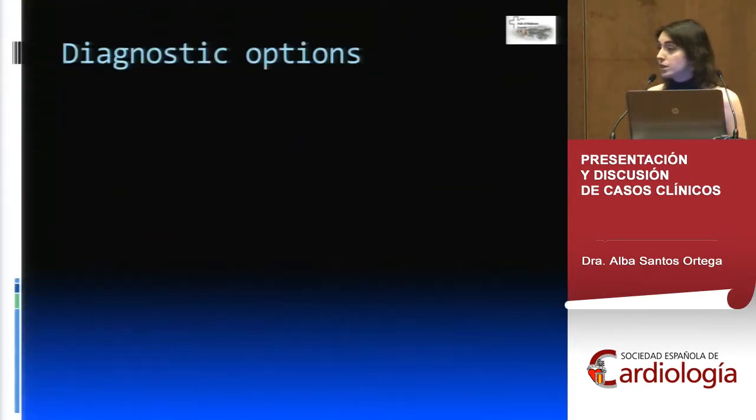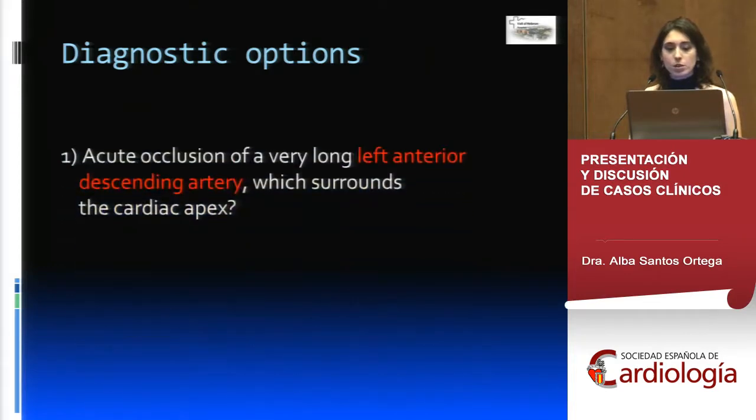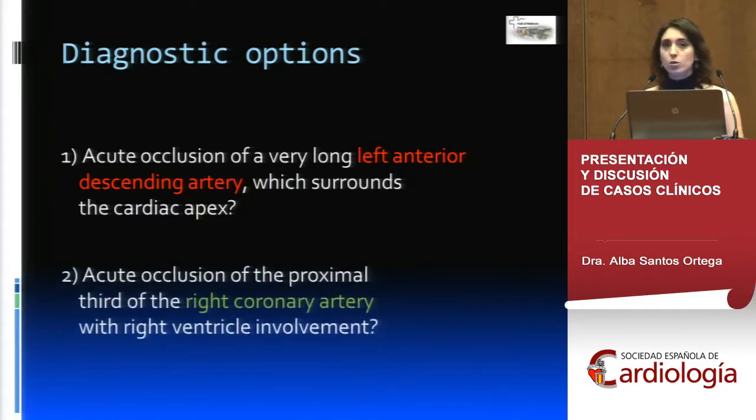Considering these findings, we wonder what could be the most likely culprit artery in this case. An acute occlusion of a very long left anterior descending artery which surrounds the cardiac apex, that can explain the ST segment elevation on the inferior leads? Or an acute occlusion of the proximal third of the right coronary artery with right ventricle involvement, which can justify the ST segment elevation on the anterior leads?